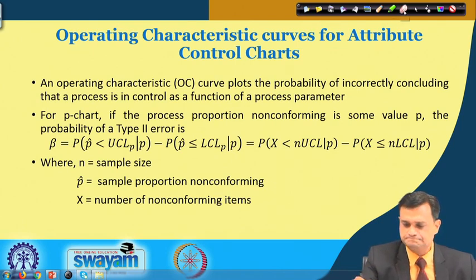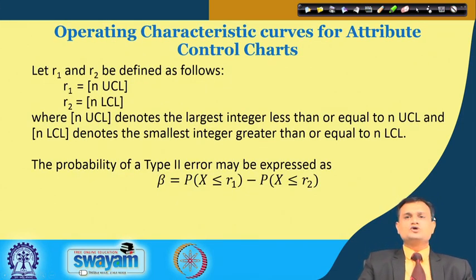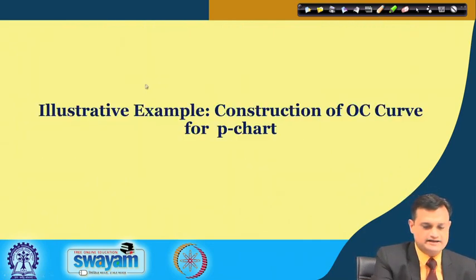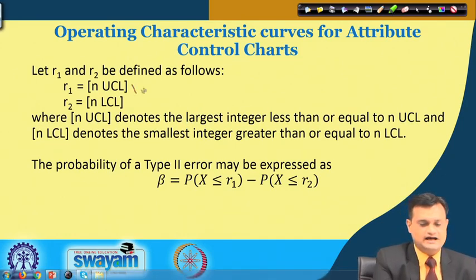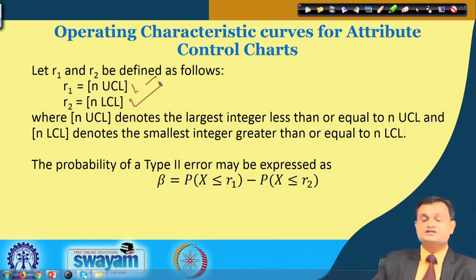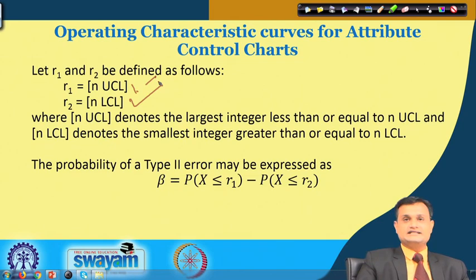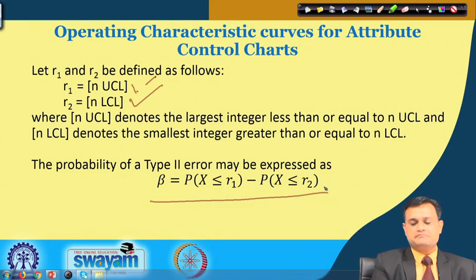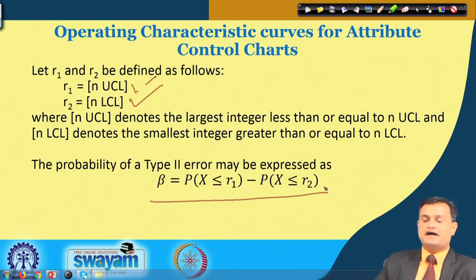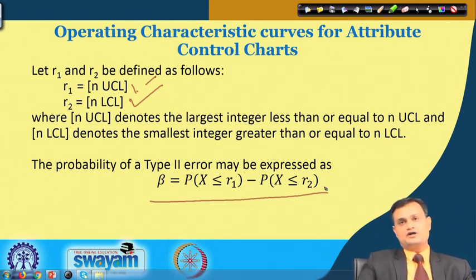So this is my type 2 error, and I can also do a little bit of substitution. I will say that R1 is equal to n UCL and R2 is equal to n LCL. So I can just put it here and my beta will be the probability x less than or equal to R1 minus the probability x less than or equal to R2.